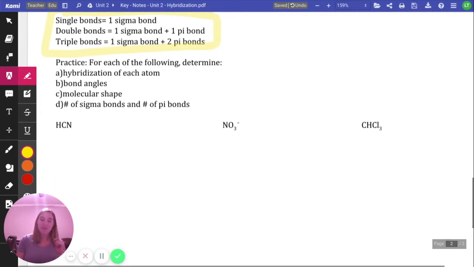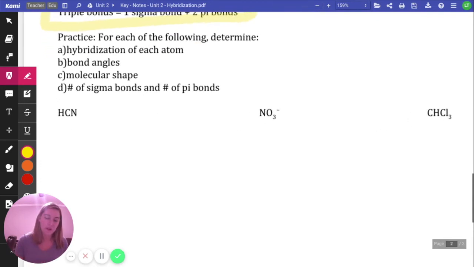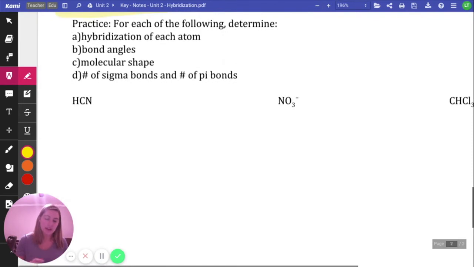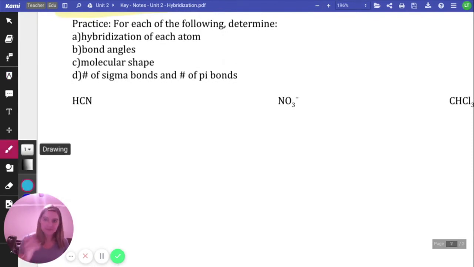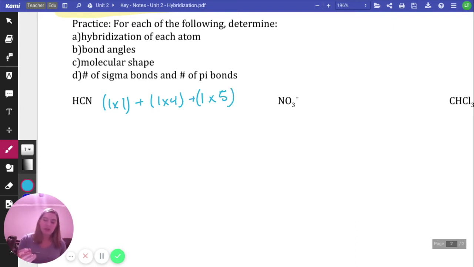Okay, so now we're going to do some practice. I am going to do one with you guys and then leave the other 2 for you to do on your own. All right, so this first one is HCN. In this one, I have 1 hydrogen with 1 valence electron, plus 1 carbon with 4 valence electrons, and finally 1 nitrogen with 5 valence electrons. So I have 1 plus 4 plus 5, which gives me a total of 10 valence electrons.